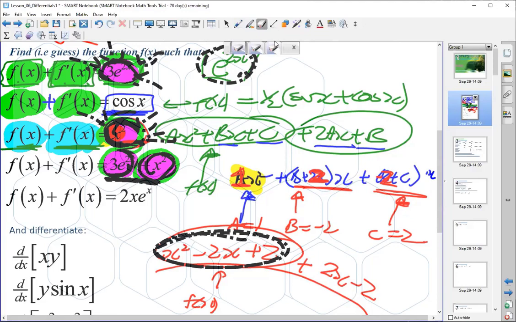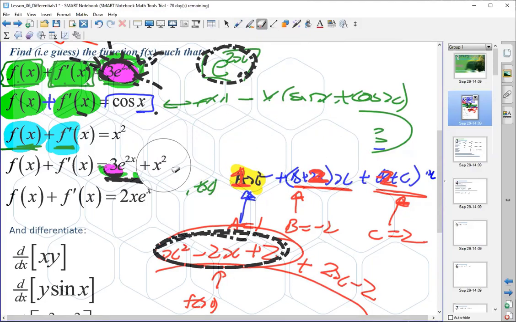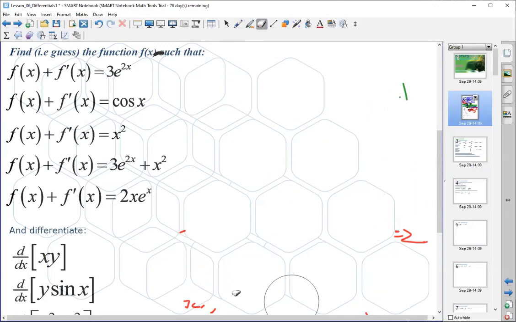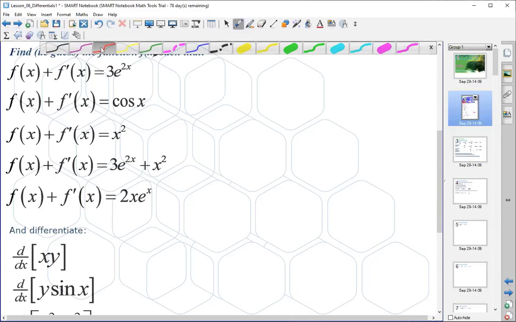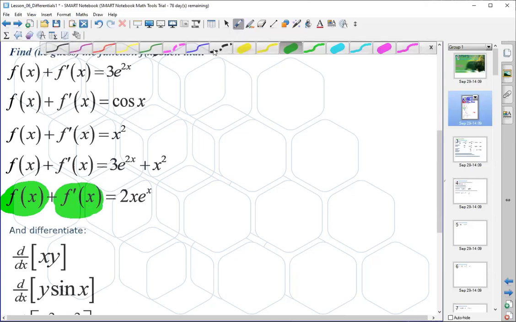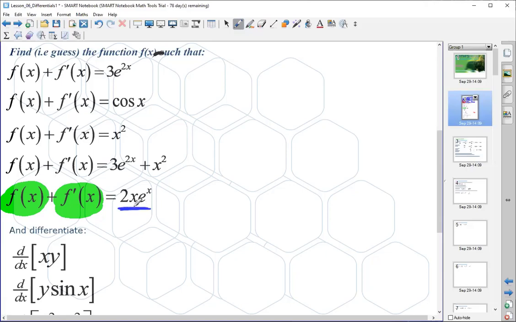Okay, now the last one's going to get quite tricky. So we're not worried about it because we're going to learn how to do it in an easier way in a bit. But just tell me, so this is some function plus its derivative, and the answer has got to give us sort of 2x e to the x. So tell me what form you think the f of x should be.